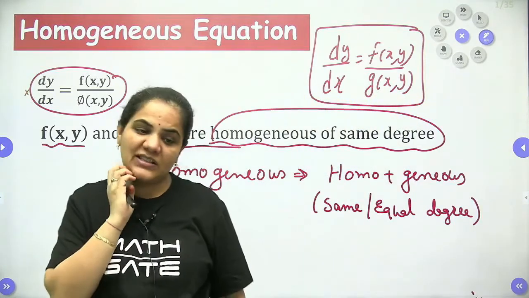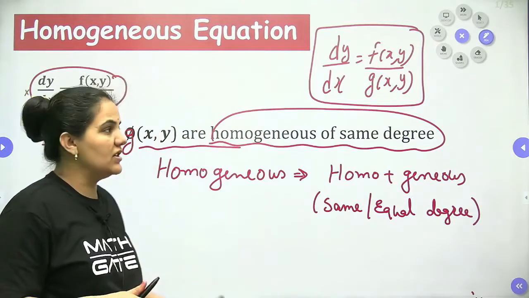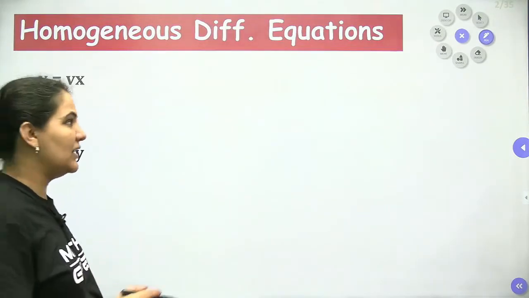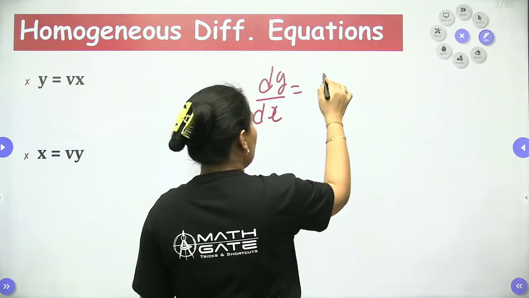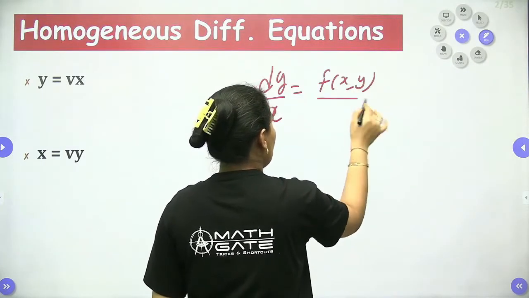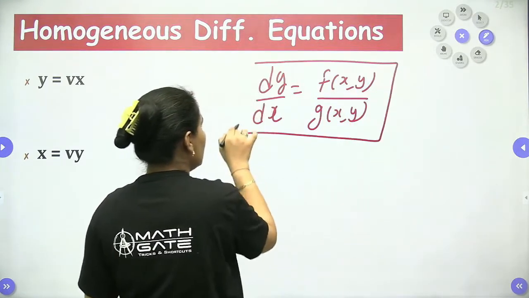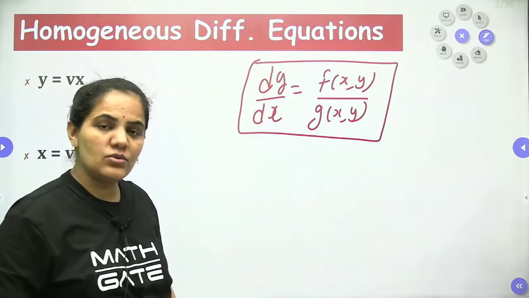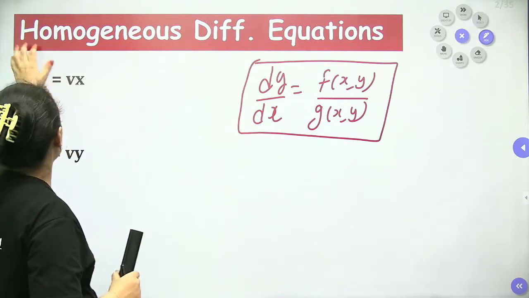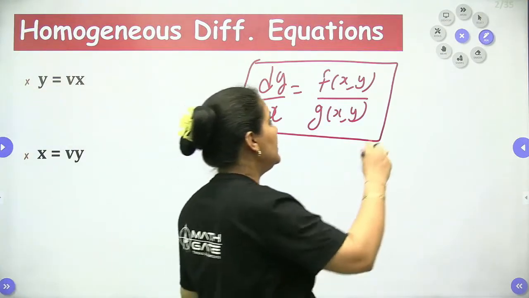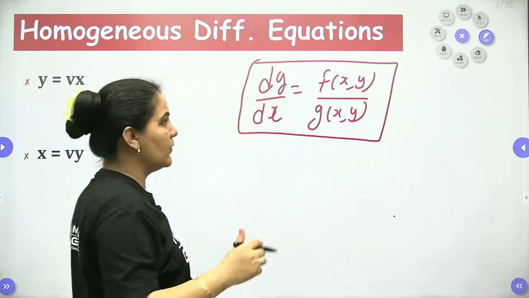Now how to approach the solution of a homogeneous differential equation? For the homogeneous differential equation, we have a particular method. Whenever we have a differential equation like this, dy by dx is equal to f(x,y) by g(x,y), we have to approach it in a different manner to find the solution. So how do we find the solution? There are steps to follow.